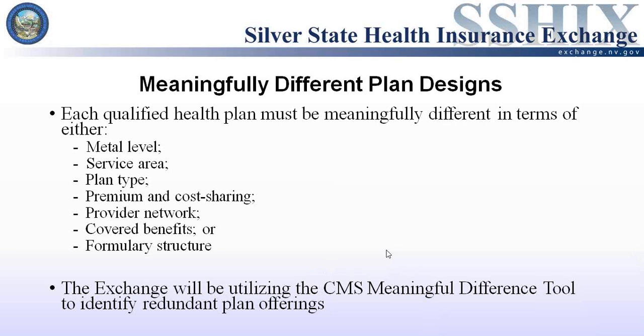There is a CMS tool that the DOI and exchange will be using to determine meaningfully different plans and identify redundant plan offerings. And like all these tools that CMS has released, we strongly encourage that carriers use these tools on their own templates prior to submission. Don't wait for the DOI or the exchange to identify issues. If you utilize these tools prior to submission, then you can make changes and make this process much more efficient down the road.